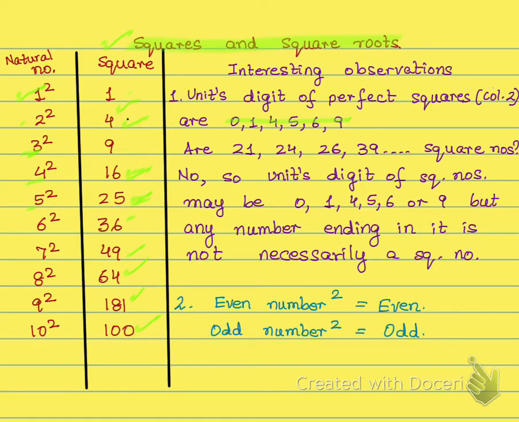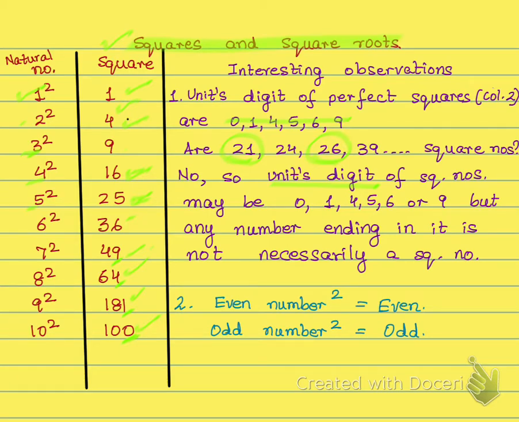But does that mean that any number having units digit as 0, 1, 4, 5, 6, 9 would be a perfect square? Let's check it out. So is 21 a perfect square? No, it is not. Is 26 a perfect square? No, it is not. So, although for perfect squares the units digit may be 0, 1, 4, 9, 5, 6, the reverse is not always true.